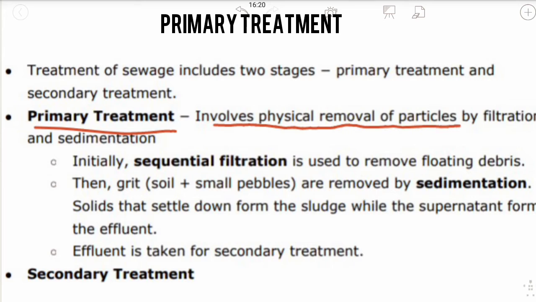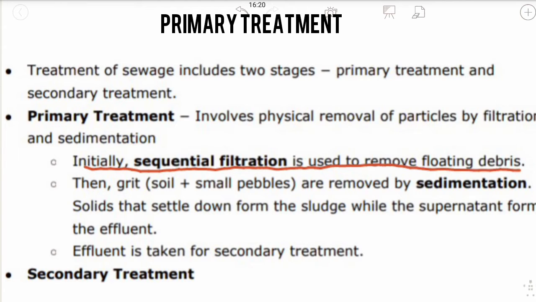Primary treatment involves physical removal of particles by filtration and sedimentation. In the primary treatment two important processes take place, that is filtration and sedimentation. We will understand this. Initially sequential filtration is used to remove the floating debris. First the filtration takes place to remove broken glass and any rubbish particles present there. An example is broken glass.